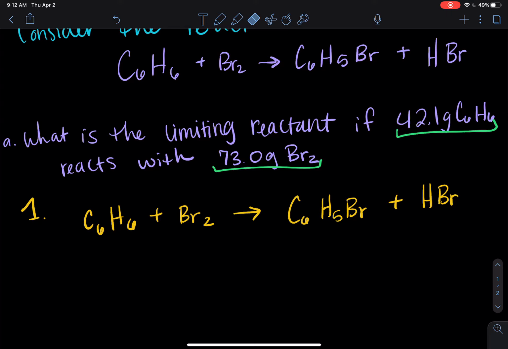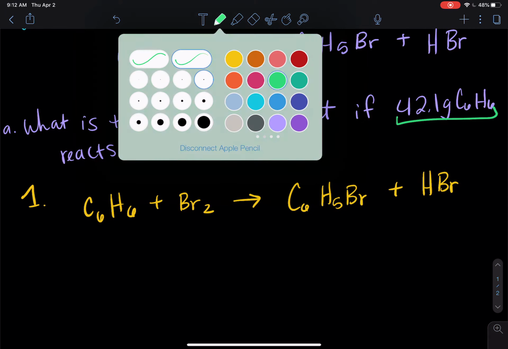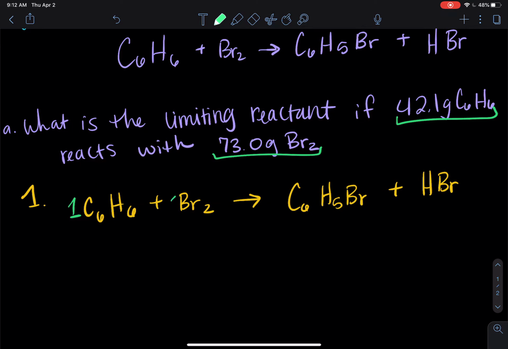I have six carbons, and I have 6 carbons. I have 6 hydrogens, and I have 5 plus 1, so I have 6 hydrogens on that side. I have 2 bromines, and then I have 1 plus 1, so I have 2 bromines on either side. So luckily, everything is balanced with those coefficients of 1. So I'm going to put those 1s in just so you can see them.